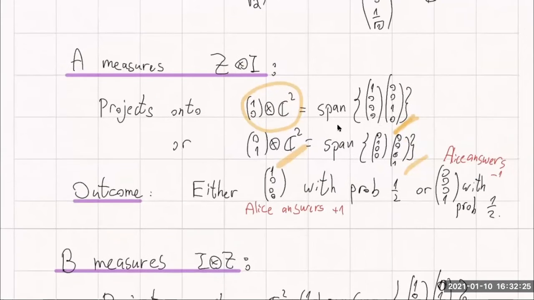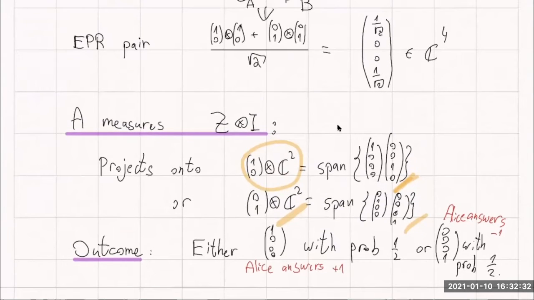Okay, great. Now we need to check that it means that it takes this vector and projects either here or here, right? You can check that it either kills the last coordinate, and the probability of that is 1/2, or it kills the first coordinate, and the probability of that is still 1/2. In the first case, Alice answers with a +1, and in the second case, Alice answers with a -1. This is exactly what it means that Alice measures according to the Z basis. And this is the mathematics behind it.